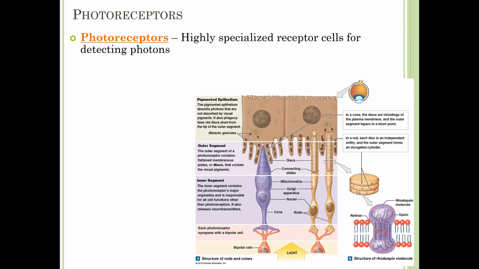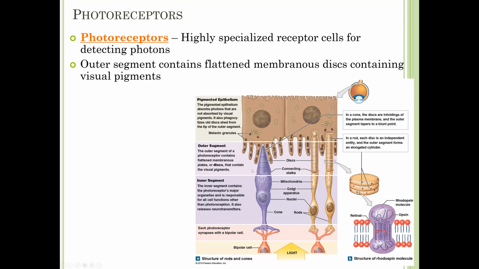So let's talk in more detail about the photoreceptors. So photoreceptors are highly specialized receptor cells for detecting photons of light. Photoreceptors of both types have an outer segment, and the outer segment consists of flattened membranous discs that contain visual pigments that do the actual light detection.